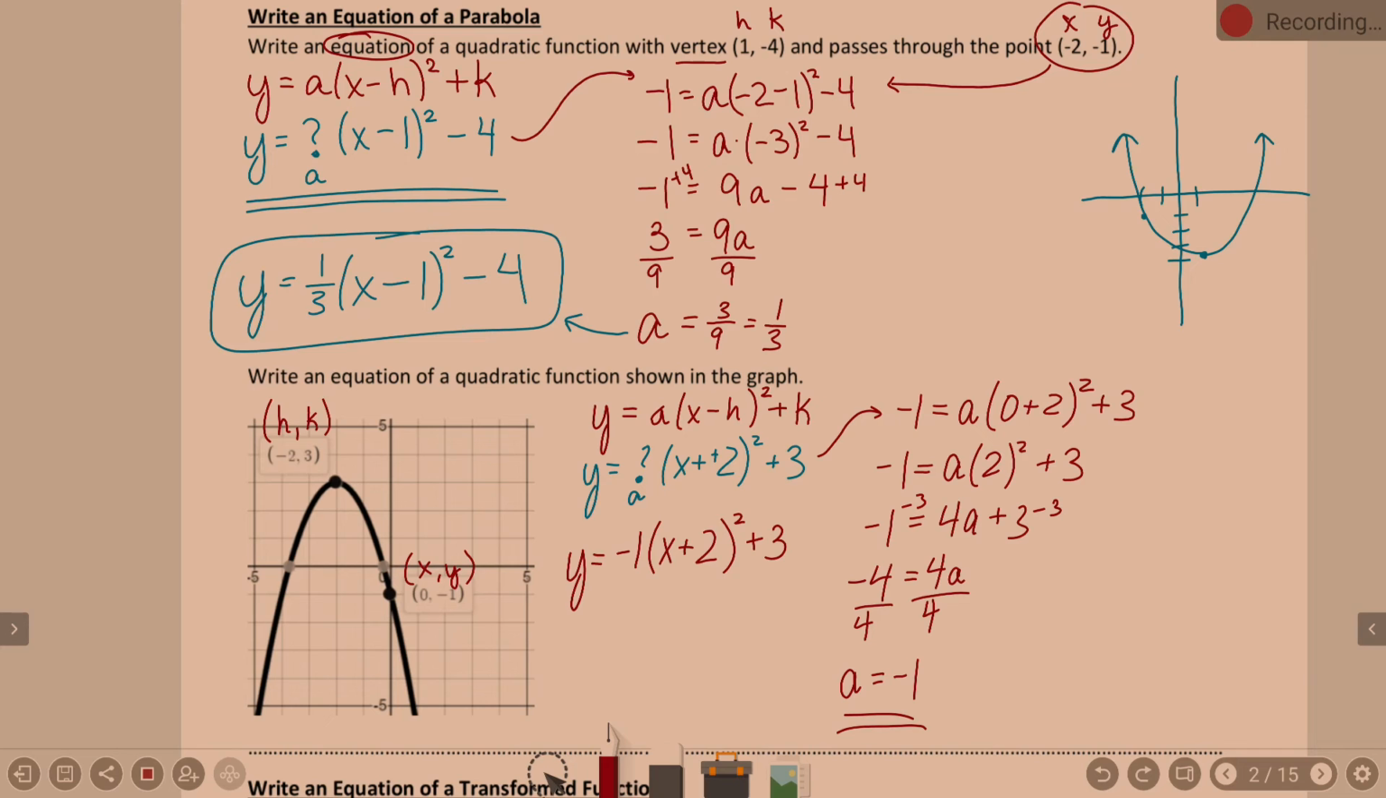Minus 2, which becomes plus 2. Now, as I wrote that right now, y equals -1 times (x plus 2) quantity squared plus 3. The one little tweak we can do is, do you have to write -1? No, you can just write a negative. So y equals the negative of (x plus 2) quantity squared plus 3.